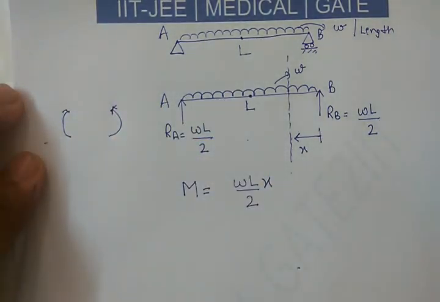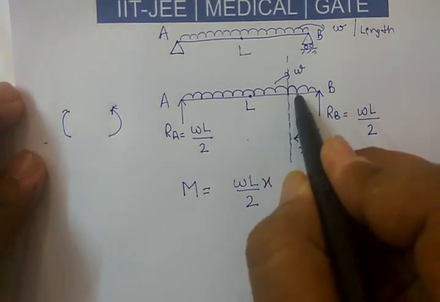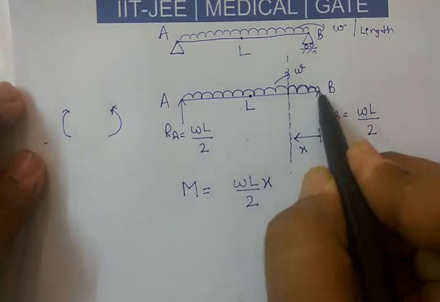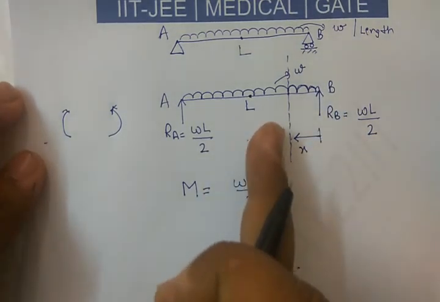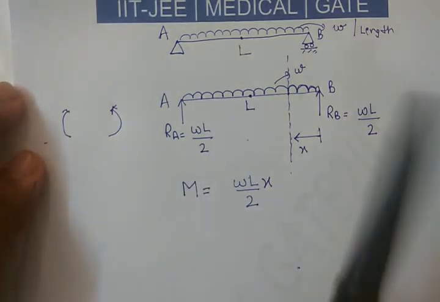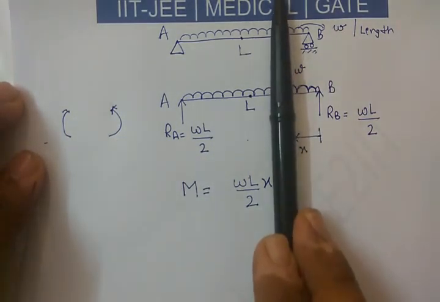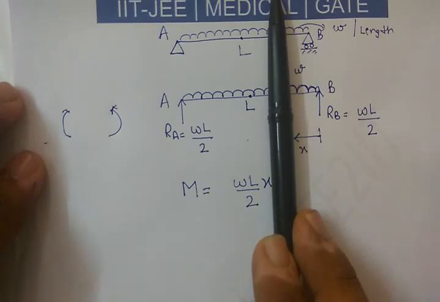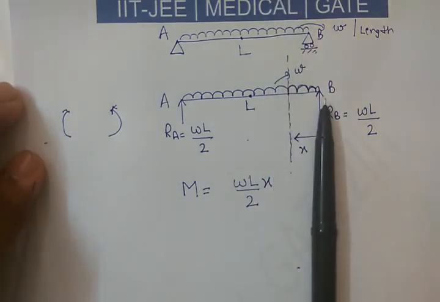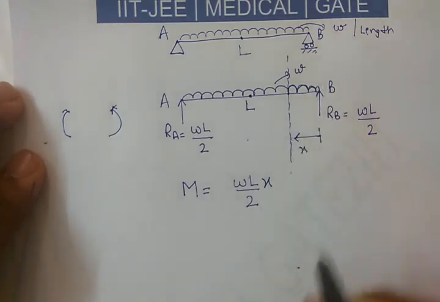Now at this section there is some UDL present here, right? Don't worry about anything which is happening on the left hand side. Only see what is happening on the right hand side of the section you have considered. Don't consider any force on the left hand side. So w L by 2 into X is the moment produced by the reaction. And now this load will produce a moment in the downward direction, so I'll apply a negative sign.